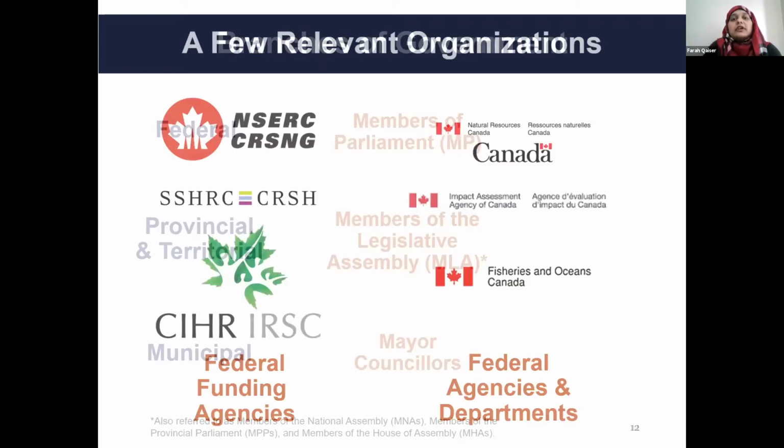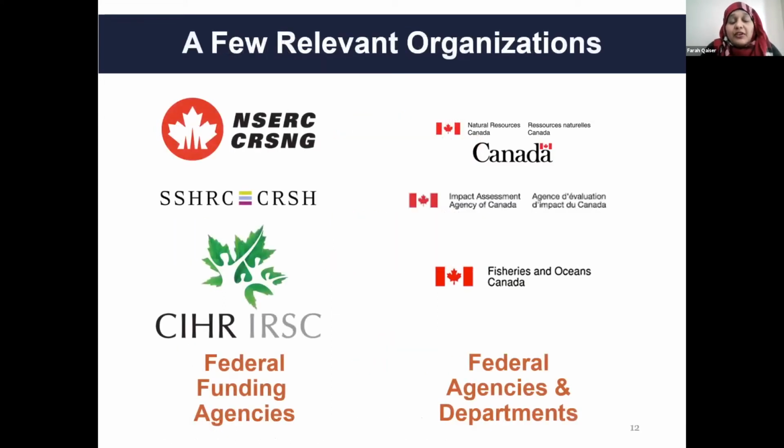Another few relevant organizations when it comes to the science policy interface are the federal funding agencies, as well as federal agencies and departments. So federal funding agencies, probably the easiest one to recognize for a lot of people here is NSERC, the Natural Sciences and Engineering Research Council of Canada. You might recognize it because that's the first word of this network's name, NSERC PermafrostNet. There's also SSHRC, so Social Sciences and Humanities Research Council, who fund more social sciences and humanities research. And then there's CIHR, which is the Canadian Institute of Health Research, so health-related research.